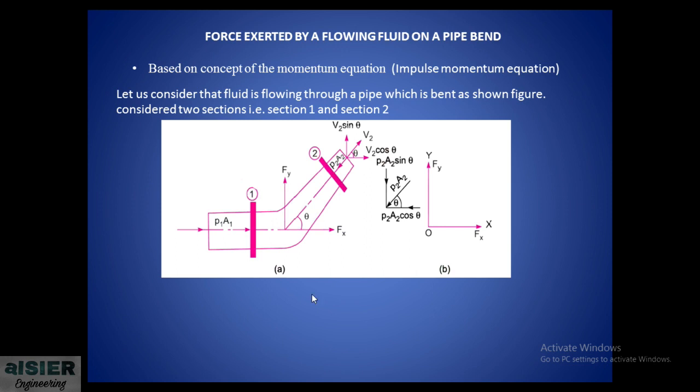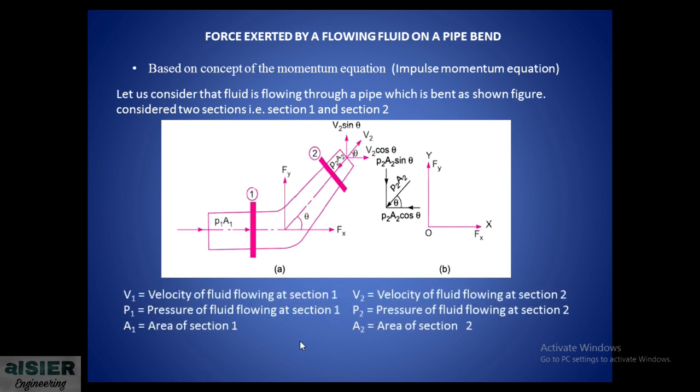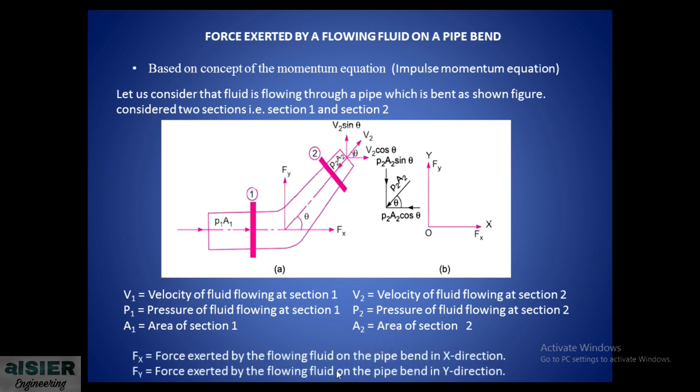Consider two sections, section 1 and section 2. Let V1 be the velocity of fluid flowing at section 1, P1 the pressure of fluid at section 1, and A1 the area of section 1. Similarly, V2, P2 and A2 are the velocity, pressure and area for section 2.